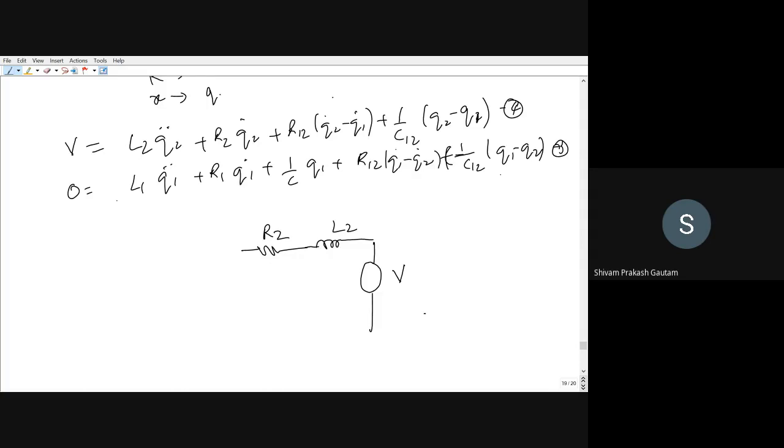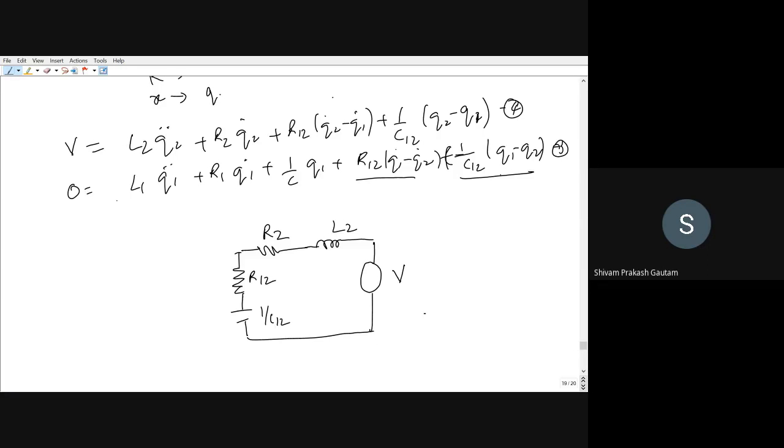Now R12 is common, you can see. So I can write R12 here. So this is my R12. Also C12 is common, so I can write 1 by C12. So you can see R12 and C12 are common between both the equations. So we have taken R12 and C12 as common.